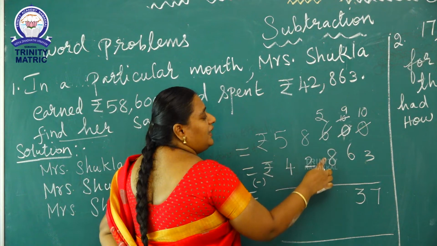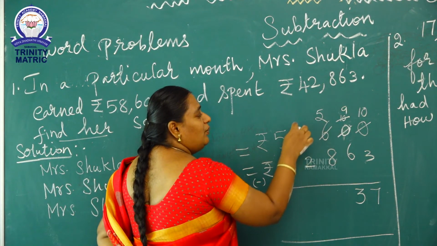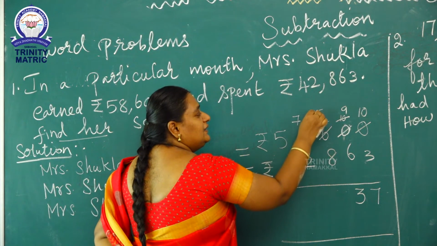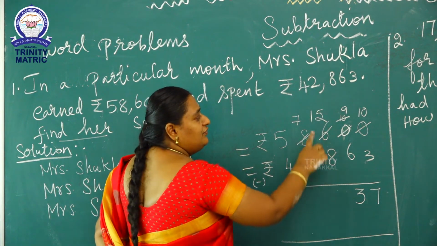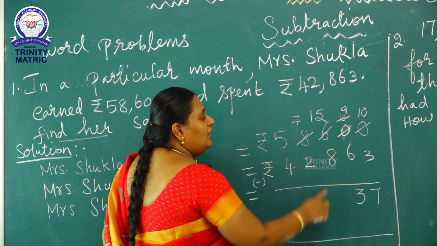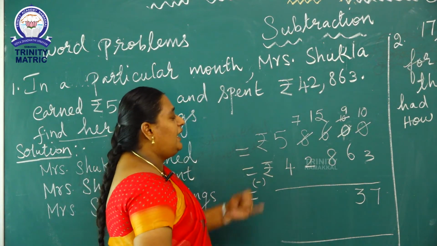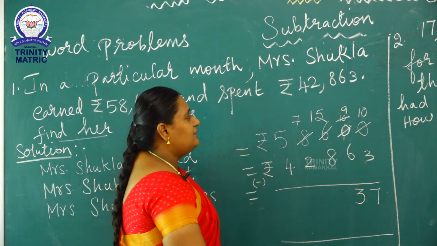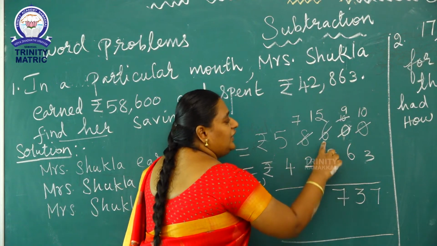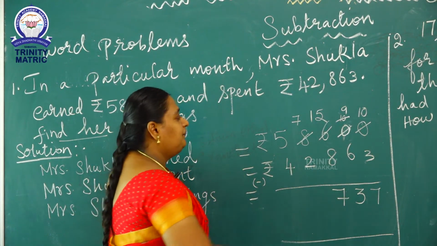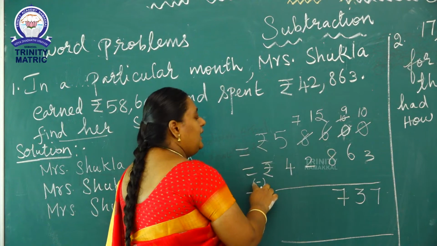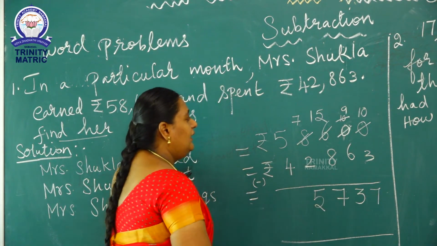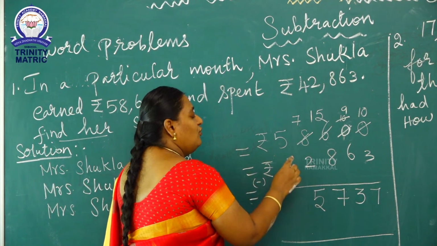Then see the 100 place. Now we cannot subtract 8 from 5. So what do we have to do? We have to borrow from this 8. So 8 will become 7 and this 5 will become 15. So 15 minus 8. Count after 8: 9, 10, 11, 12, 13, 14, 15. How many fingers do we have? 7. So 15 minus 8 is 7. Next, 7 minus 2 is 5, and last, 5 minus 4 is 1.